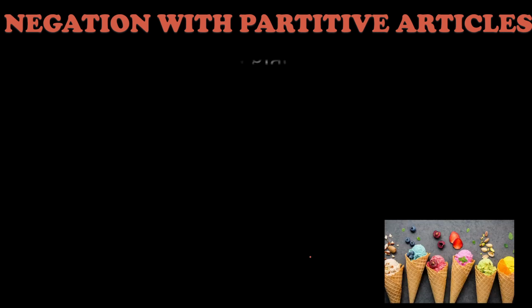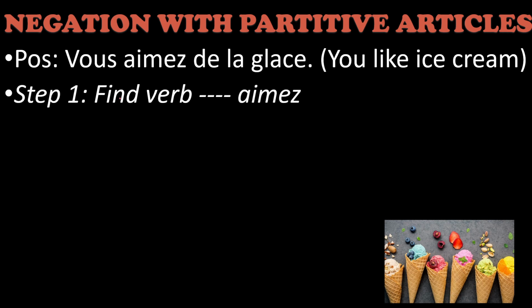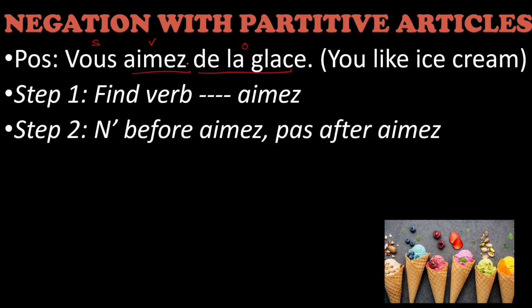Another example, vous aimez de la glace. You like ice cream. So the first step is to find the verb in the sentence, identify the verb. Vous here is the subject for you, aimer is to like, so this becomes the verb, and this entire thing becomes the object. So the verb here is aimer, you will put ne before and pas after.